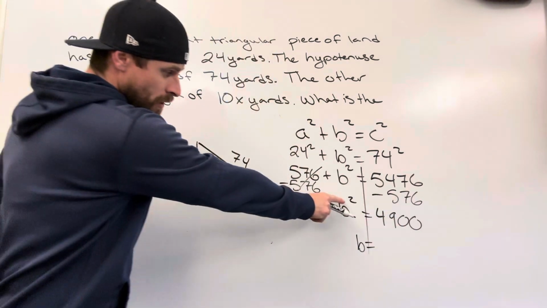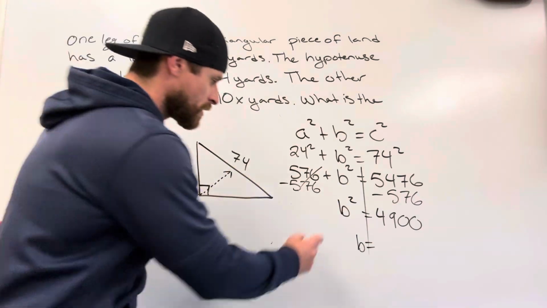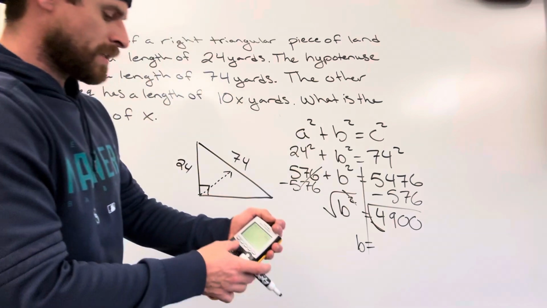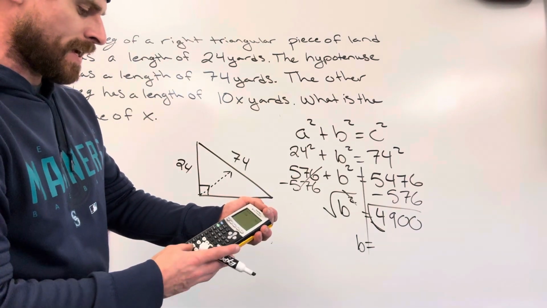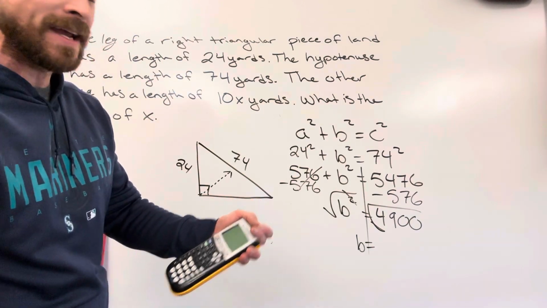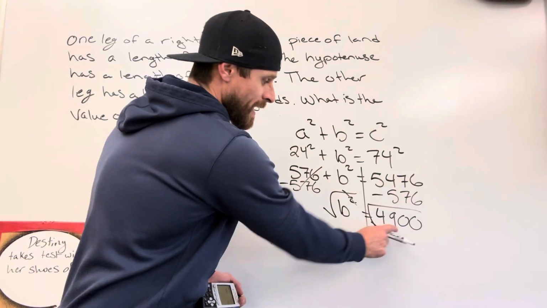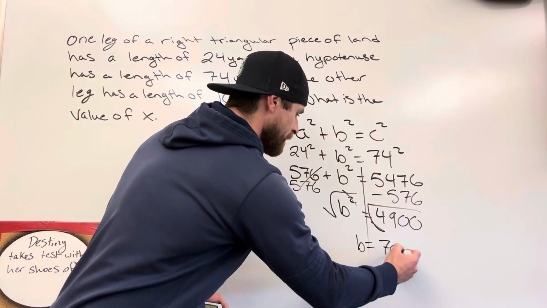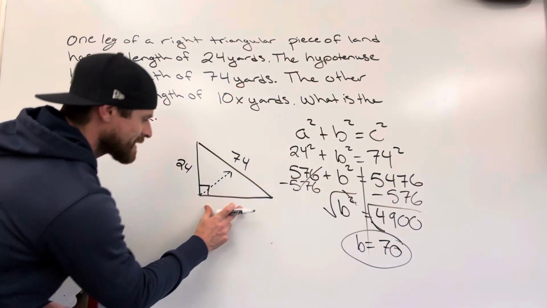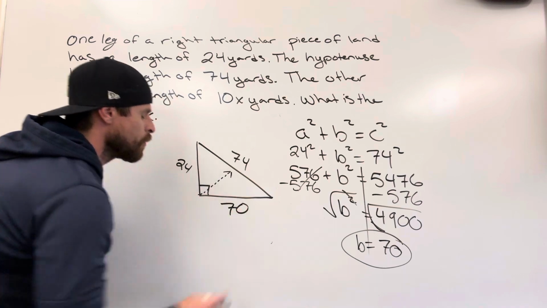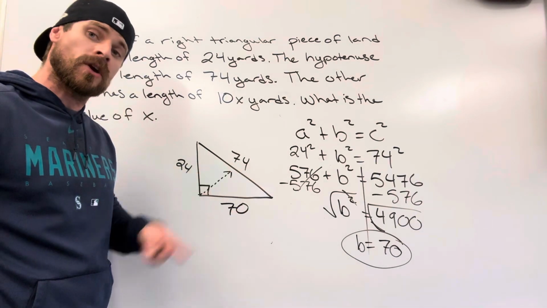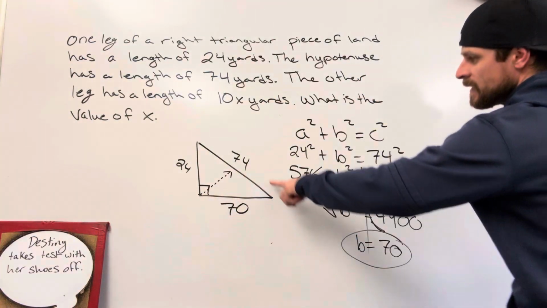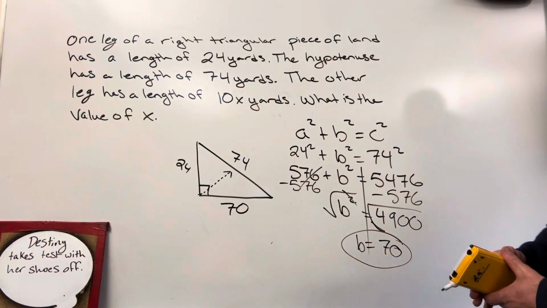Now, to get rid of this exponent of 2, we just do the inverse of squaring, which is to square root, and that will cancel out the exponent of 2. Square root the other side. So if you take the square root of 4,900, now 4,900 sure looks like one of those fancy numbers we use, right? 49, square root of 49, 7. So square root of 4,900 is going to be 70. So now what we know is that this side here has to be 70, which makes sense because 74 has to be our longest side, being the hypotenuse. So we got a 24 by 70, and 74 is our hypotenuse.